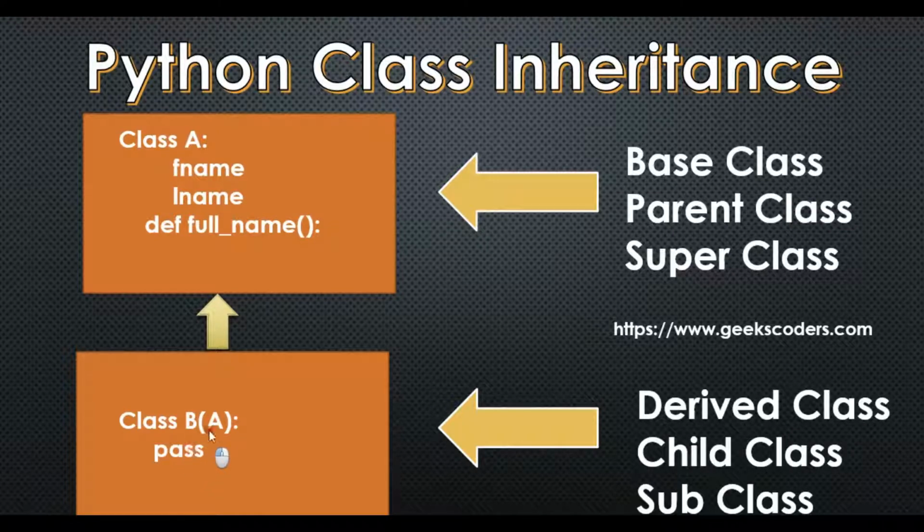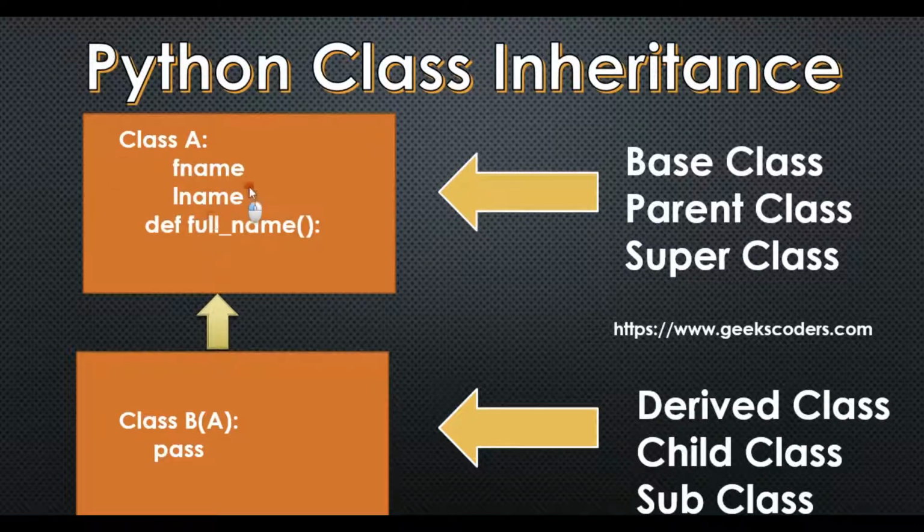In this case, this class B can access all attributes and methods of class A. For example, our class B can access f name, can access l name, and also can access the full name method. Now there are some concepts that we should know.